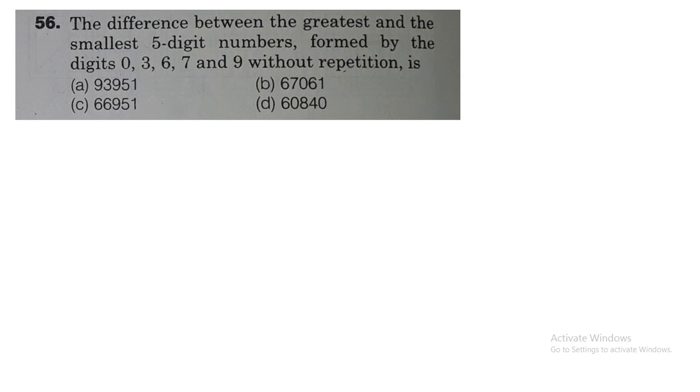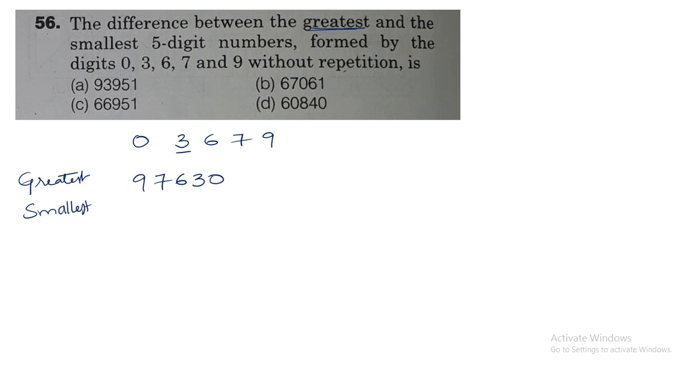The difference between the greatest and the smallest 5-digit number formed by the digits 0, 3, 6, 7, 9. So writing down the digits 0, 3, 6, 7, 9. First of all, writing the greatest value. So greatest is nothing but 9, 7, 6, 3, 0. This is my greatest value. Next, taking down the least. To form the least 5-digit number, you should not take 0 at the first place. So what should I do?